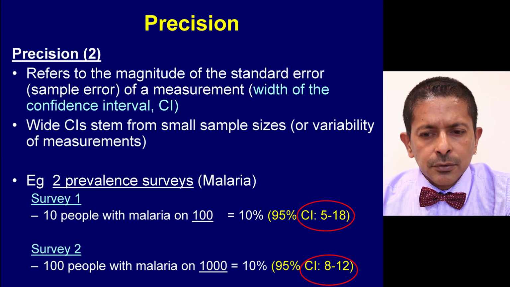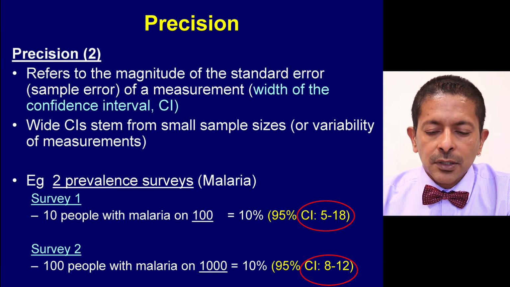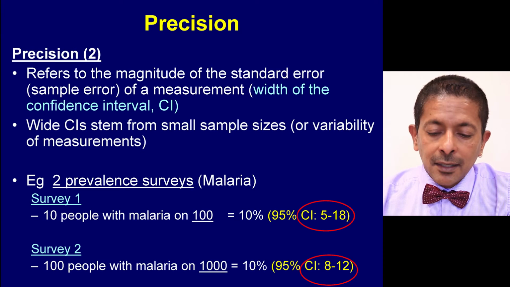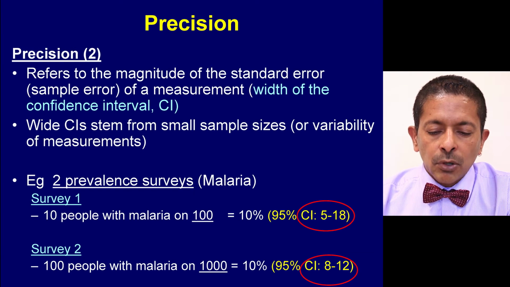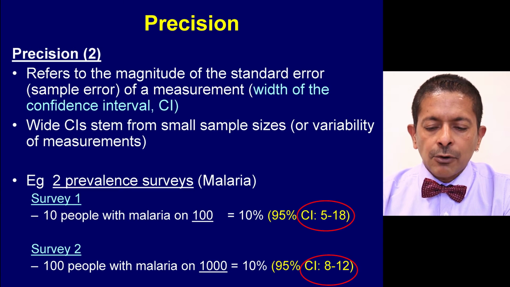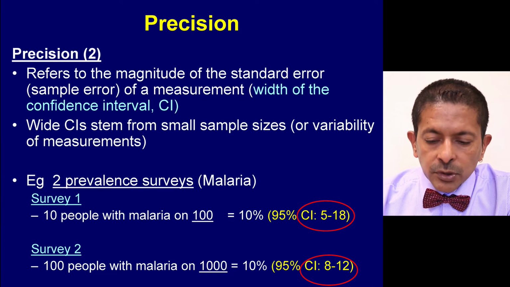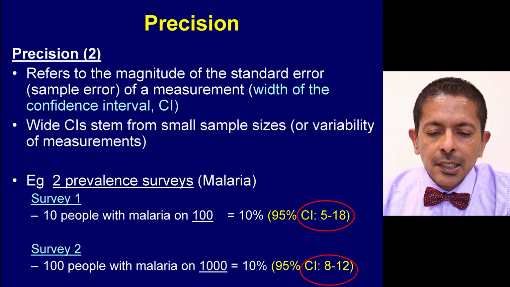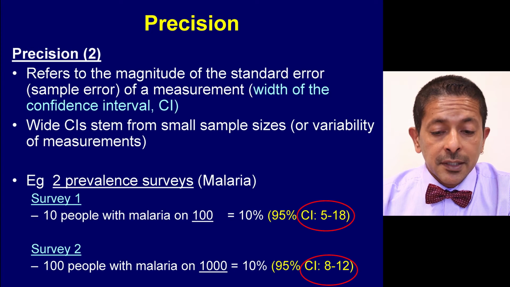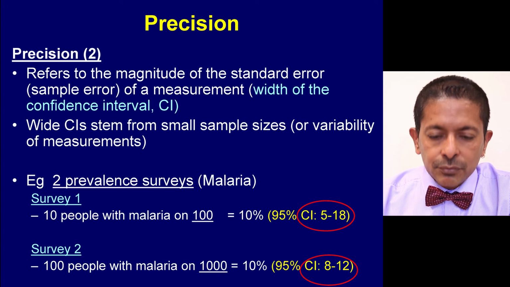But what happened to the confidence interval? You notice it has narrowed, and in the second example, it's between 8 and 12. So there's a considerable narrowing of the confidence interval. The important message here is that if you increase the sample size, your confidence interval narrows, your precision therefore improves.